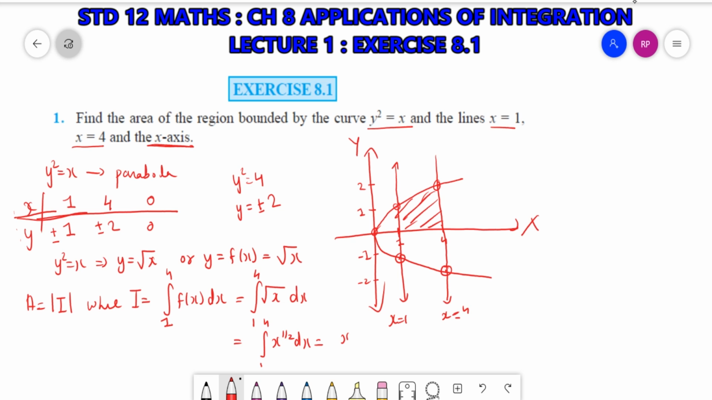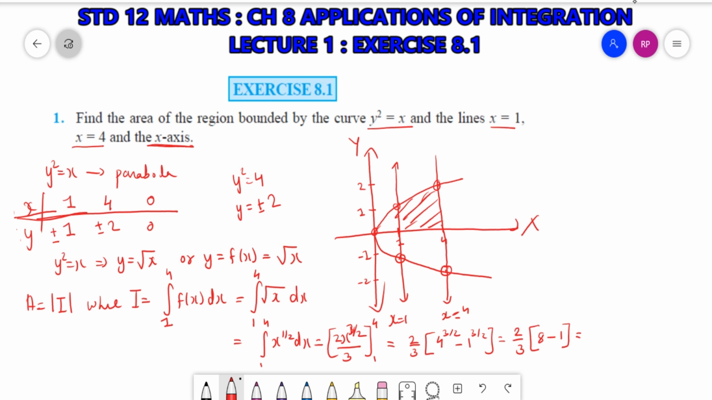So it will be x raised to 1 by 2 plus 1, that will be 3 by 2, upon 3 by 2, from 1 to 4. So 2 by 3 I will take outside. First I will put the value of x as 4. So 4 raised to 3 by 2 minus 1 raised to 3 by 2. This will be equal to 2 by 3. 4 raised to 3 by 2 means square root of 4 is 2, and 2 cubed is 8. 1, whatever the power is, it will always be 1.